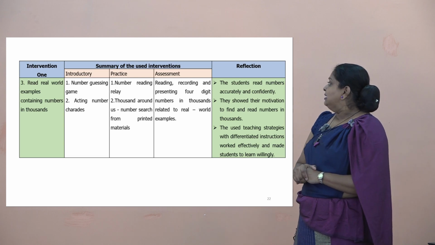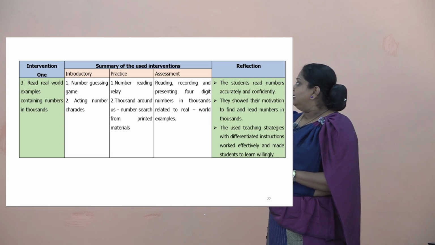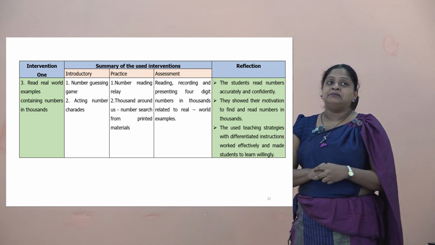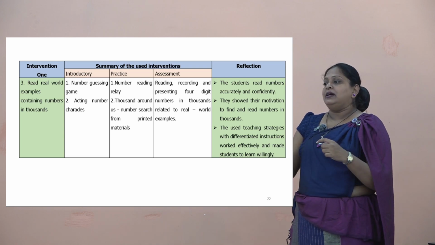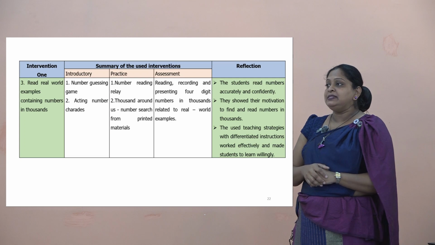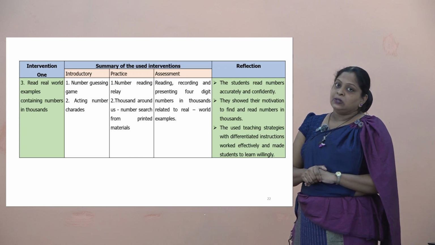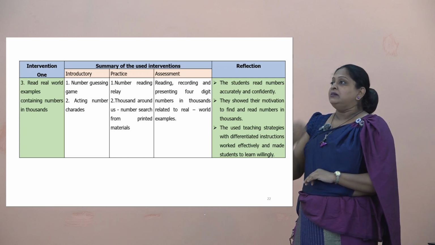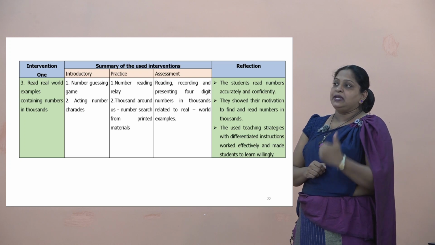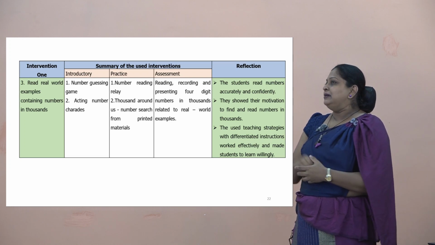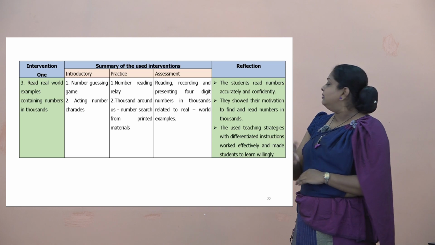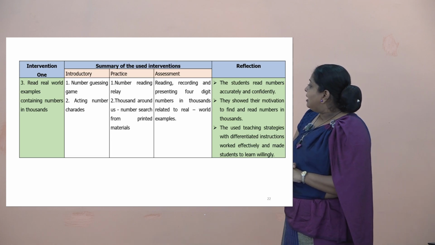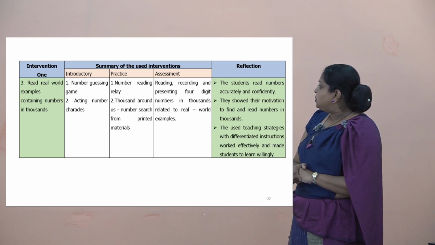They were showing the color first, and then acting out the number, while the other students tried to guess the number. At the practice stage, I had a number reading relay where I made them into 2 pairs, and they were asked to read out numbers aloud. The pair that did it in a quick manner won the place.